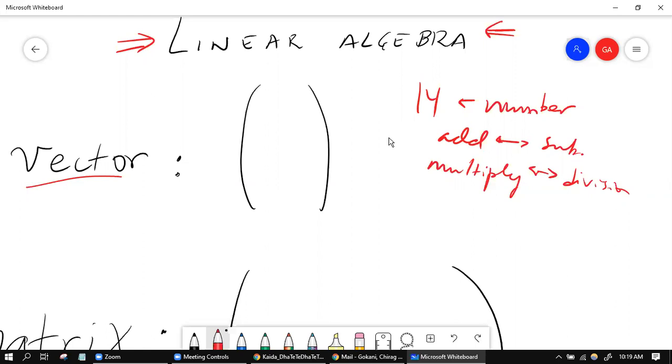Sometimes numbers are called scalars. So just get used to this terminology. A scalar is a standalone number. It's just a number, so I'm 21. So scalar. Okay?